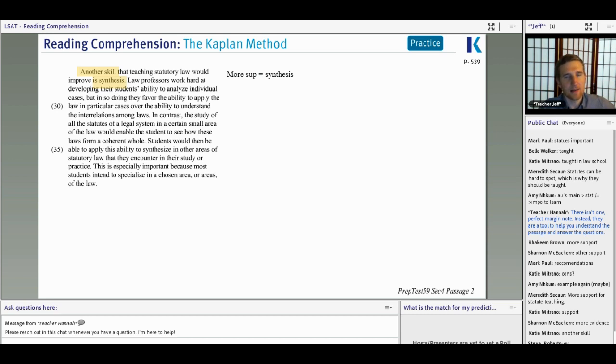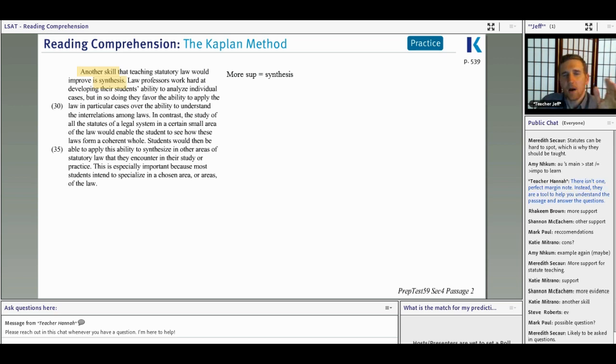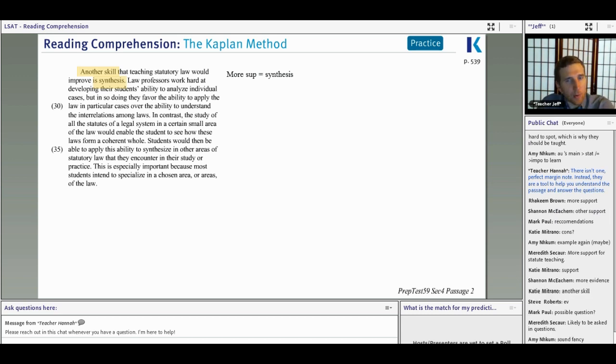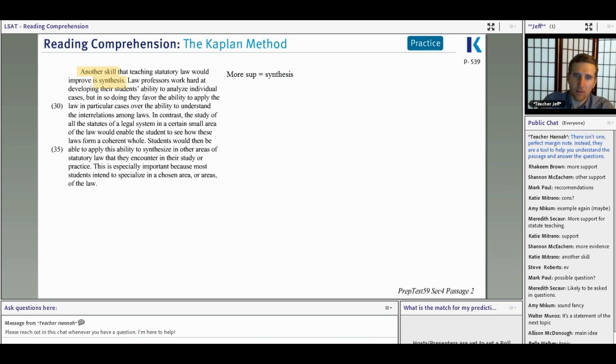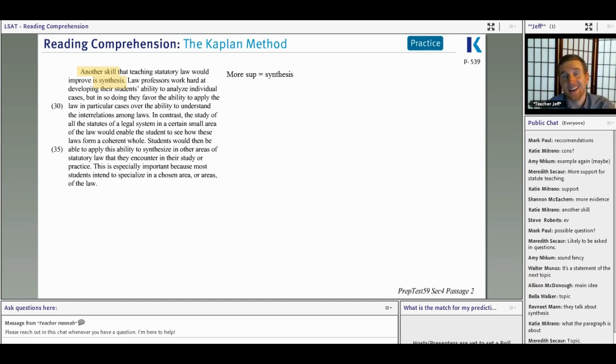Why synthesis? Why should you notice that? Well, maybe it would be a question, but what does the opening sentence of a paragraph normally tell you? What the topic of that paragraph is going to be, right? This paragraph is going to be about synthesis, right? So if a question asks you about synthesis, this is the paragraph you're going to go back and reread, okay? So once again, we have that another skill, synthesis, with more support.